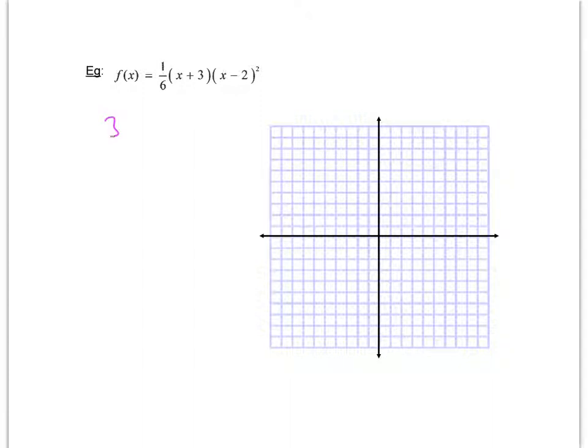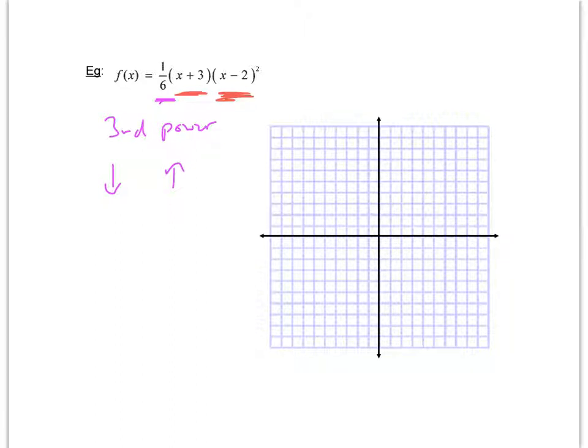It's third power, which is odd. My end behaviors, well, my leading coefficient is positive, so my end behaviors are going to be down on the left, up on the right. I'm going to have a root at -3. This factor gives us a -3, and I have a double root at 2.